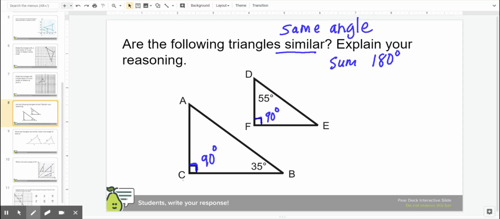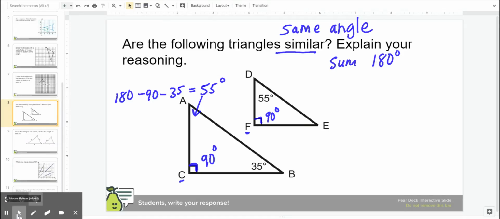So we know we have potentially one pair of corresponding angles with C and F. But if B is 35, what has to be the measure of angle A? So we would have to take 180 minus 90, which is 90, minus 35, and we would get 55 degrees. So that means angle A has to be 55 degrees. And since it's the same measure as angle D, angle A and angle D would be corresponding angles, which makes angle B and angle E corresponding angles. So that's how we prove that those two triangles are similar.